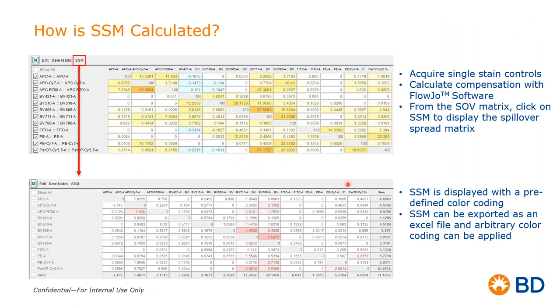How do we calculate SSM? That's another thing that makes SSM very popular. It's very easy to calculate SSM. On FlowJo, for example, you calculate your compensation and it automatically gives you a spread matrix.